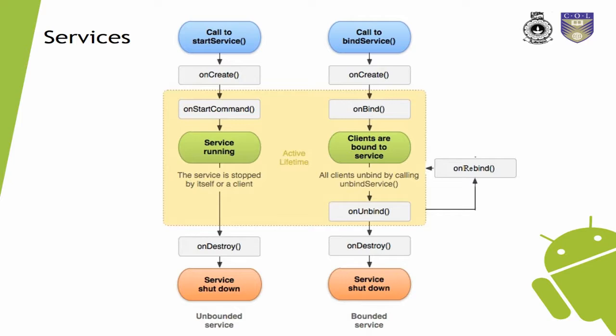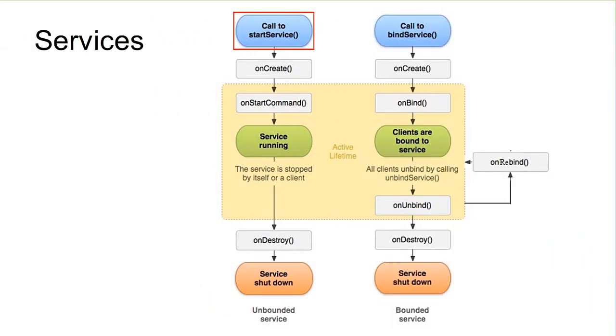Now let's look at the services. In Android, a service is a general purpose entry point for keeping an app running in the background for all kinds of reasons. Here I have described two life cycles, for unbounded services and bounded services. In unbounded services, the service can be started with the startService method, which is called by an external client. Once that client invokes the startService method, the service calls the onCreate callback and then the onStartCommand callback. Afterwards, the service enters the running state.